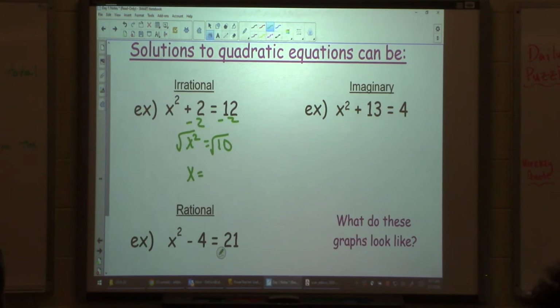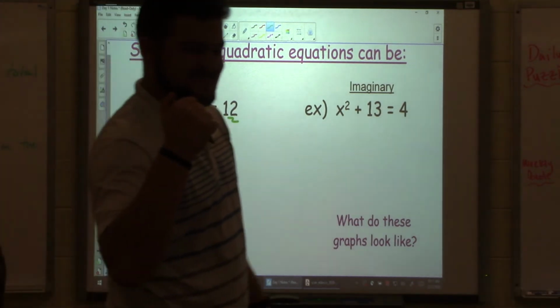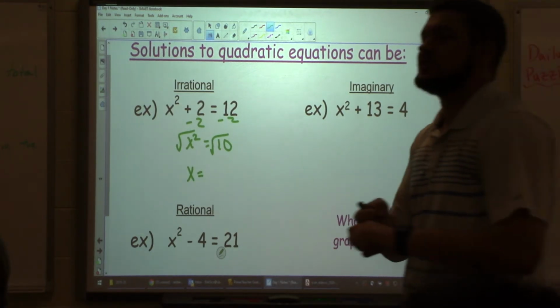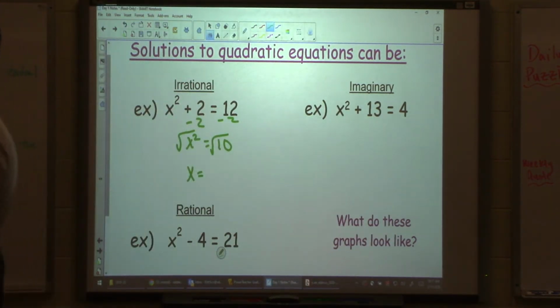X equals the irrational. We are going to use simplified radical form. I used the word radical. Right? Simplified radical. So, do we remember what that is? That's where we look and we see, are there any perfect squares that go into 10 as a factor?